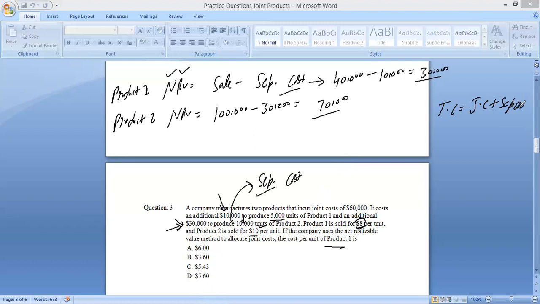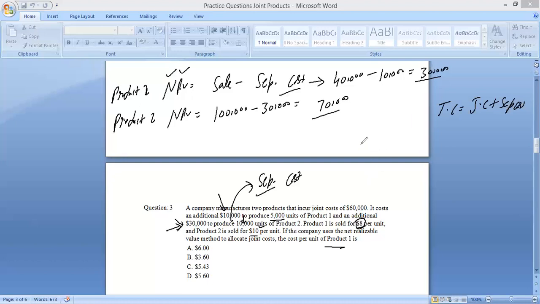Students, first of all we will work for joint cost, and then separable cost is already given to us. We will not have to do any major calculation for separable cost. The only calculation which we have to perform is for joint cost. So in order to calculate the share of joint cost, we will apply the NRV method.